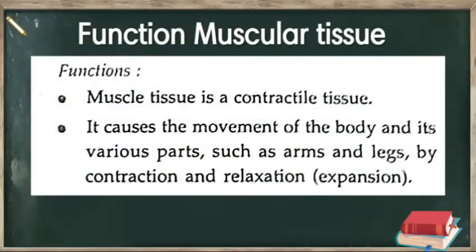Talking about the function of muscular tissue, it is contractile tissue. It causes the movement of the body and its various parts, such as arm and leg, by contraction and relaxation, that is expansion.